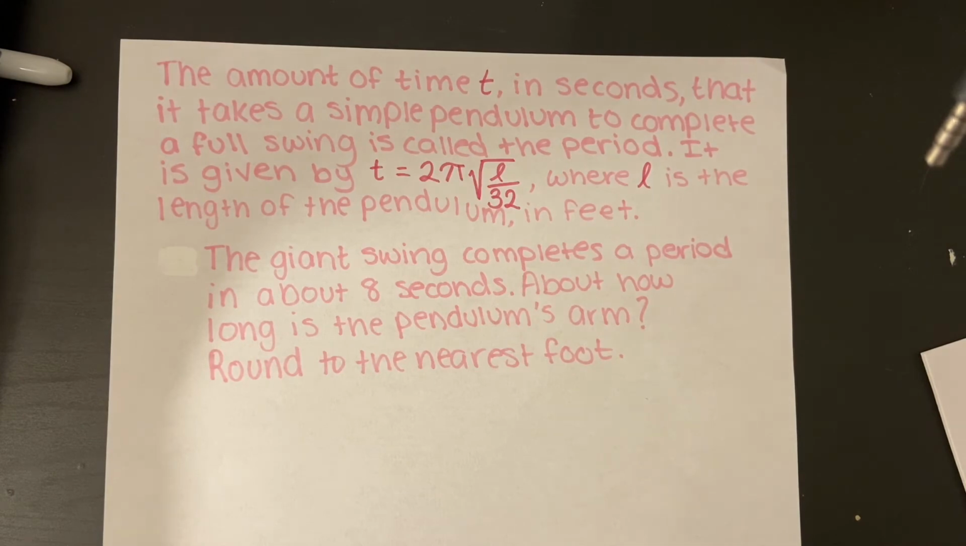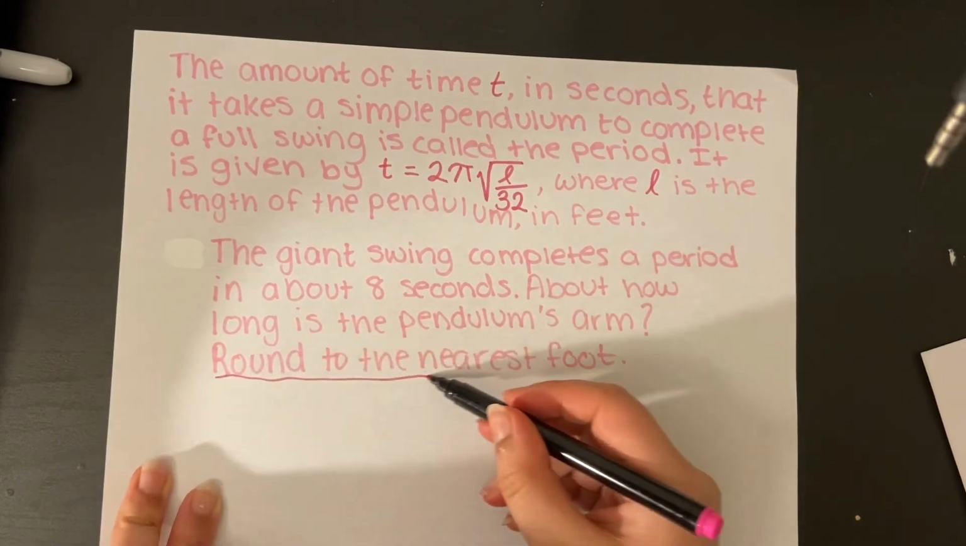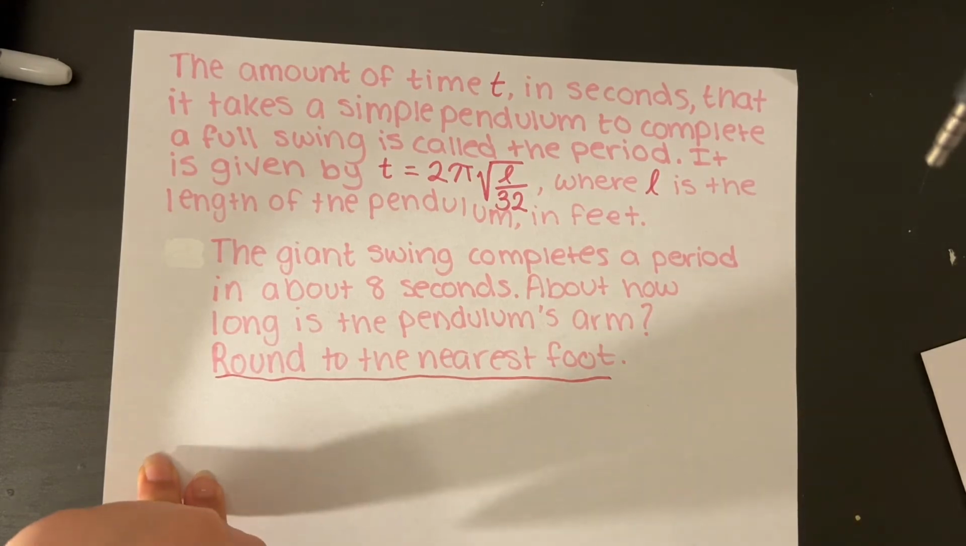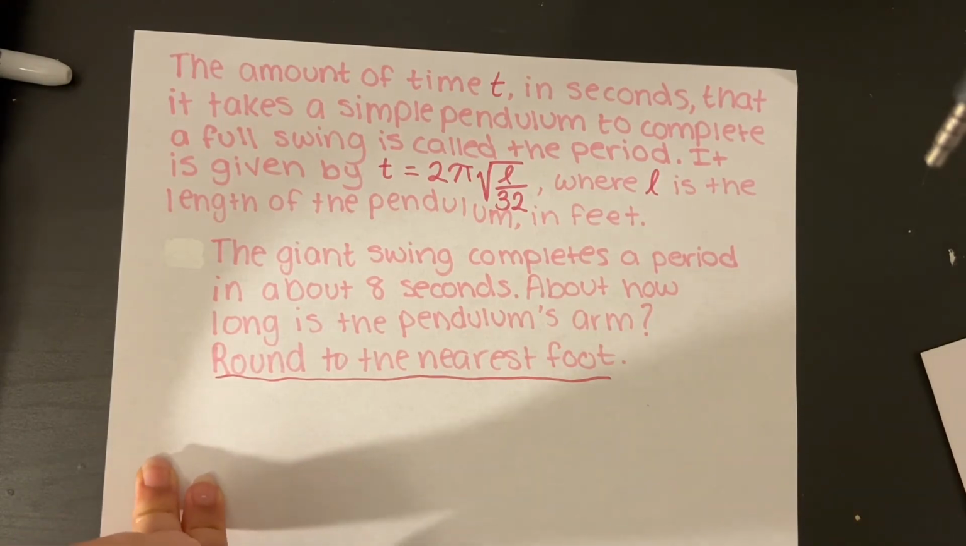The amount of time t in seconds that it takes a simple pendulum to complete a full swing is called the period. It is given by t equals 2 times pi times the square root of L divided by 32, where L is the length of the pendulum in feet. It says the giant swing completes a period in about 8 seconds. About how long is the pendulum's arm? Round to the nearest foot. Now clearly this says that we might end up with a decimal, so we'll have to round to a whole number.